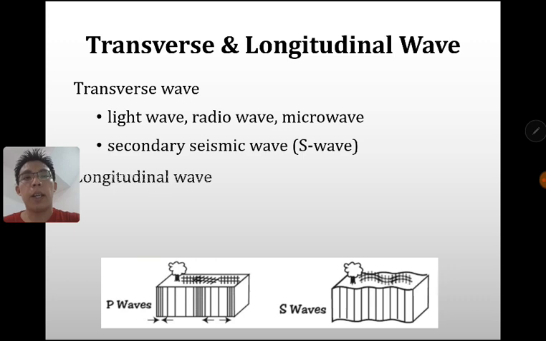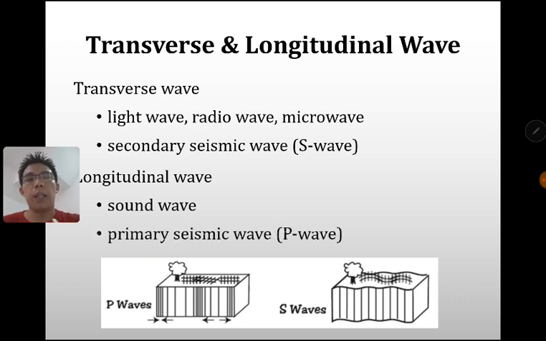And then the next one is the longitudinal wave. This one is like the sound wave that I demonstrated in the PhET simulation. The other one is the primary seismic wave. Seismic means earthquake. We also call it the P wave. So an earthquake actually has two types of waves, depending on the epicenter, the center point where the earthquake originated from.